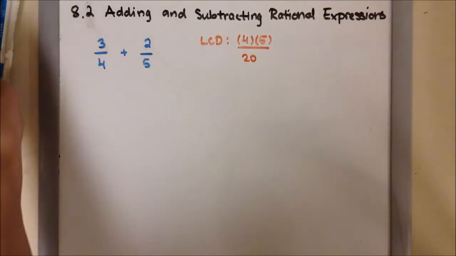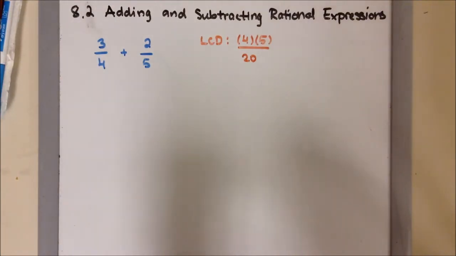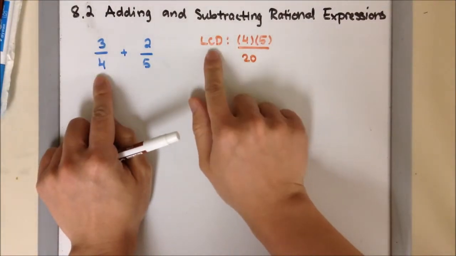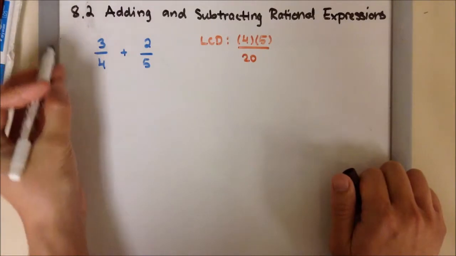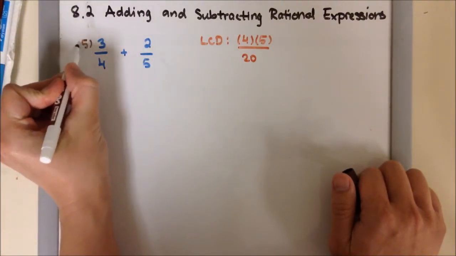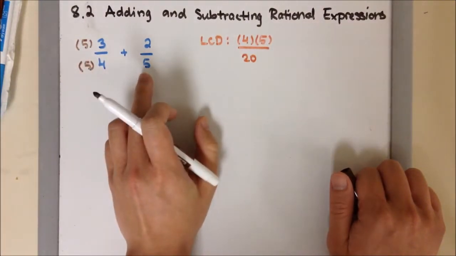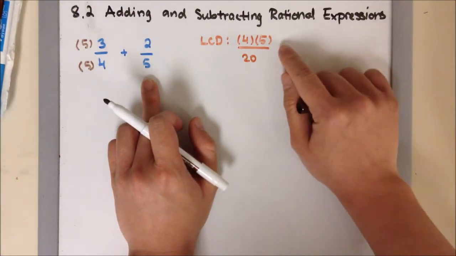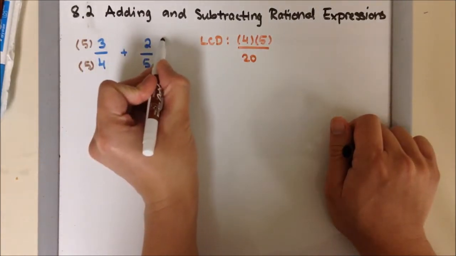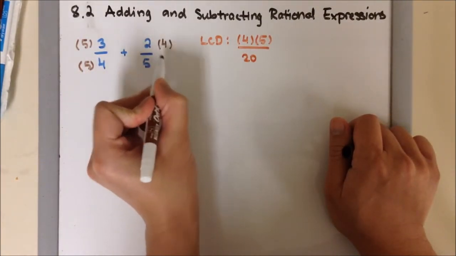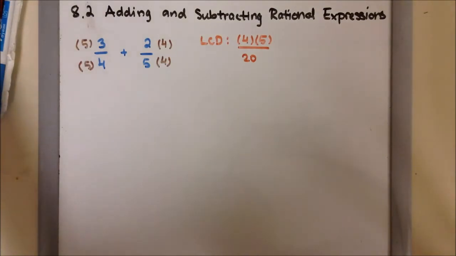So what we're going to do here is, in the first fraction, let's compare the denominator with the LCD. It has a 4, but it's missing the 5. So I'm going to multiply the numerator and denominator by 5. Then I'm going to compare the second fraction. If I look at the denominator and compare it with the LCD, it has a 5, but it's missing a 4. So I'm going to multiply the numerator and denominator by 4. That way, when you multiply, you're going to have the same denominator.